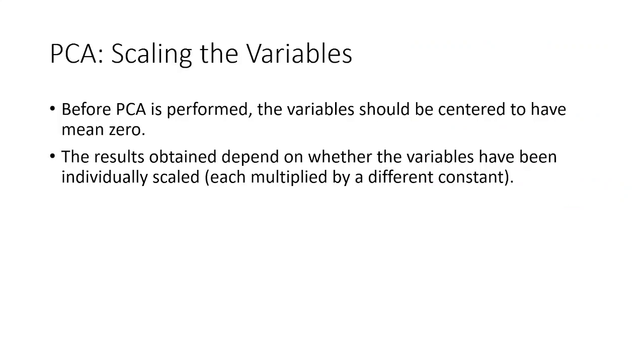So now let's go back to the point I mentioned earlier, why there is a need to scale the variables, where we need to set the mean equal to 0 and the standard deviation equal to 1. Before the principal components analysis is performed, the variables should be centered to have a mean of 0. The results obtained depend on whether the variables have been individually scaled, each multiplied by a different constant.